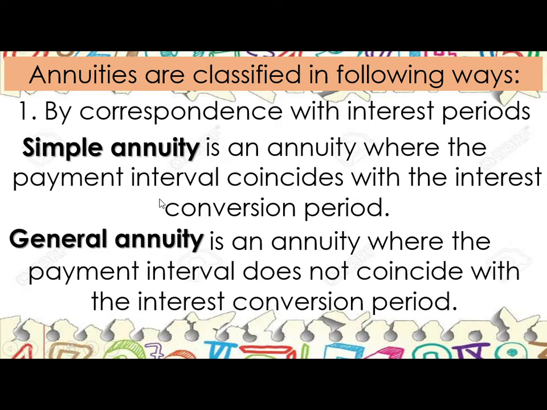While on the other hand, a general annuity is an annuity wherein your payment interval does not coincide. So it's not equal to the interest conversion period. I guess you got the concept for the simple annuity and general annuity. Let me just repeat. When you say simple annuity, your payment interval coincides with the interest conversion period you have. While in a general annuity, your payment interval does not coincide. It's not equal to the interest conversion period.